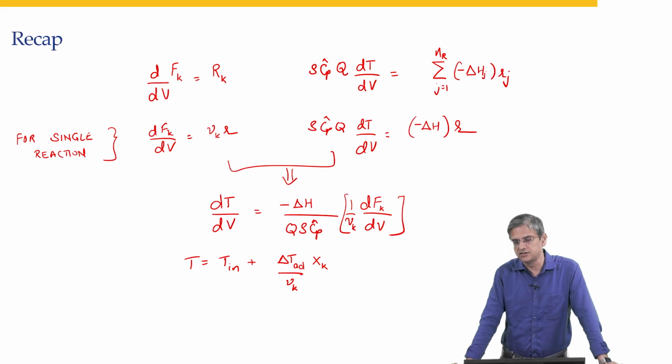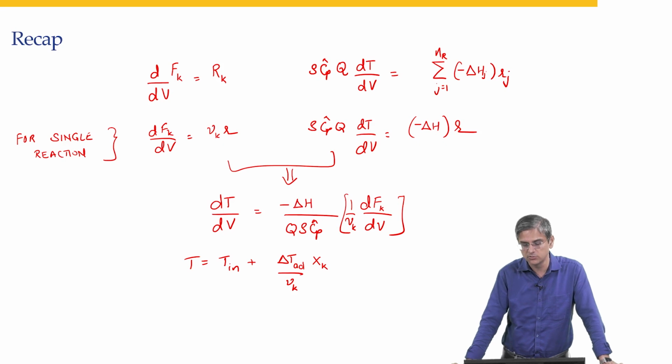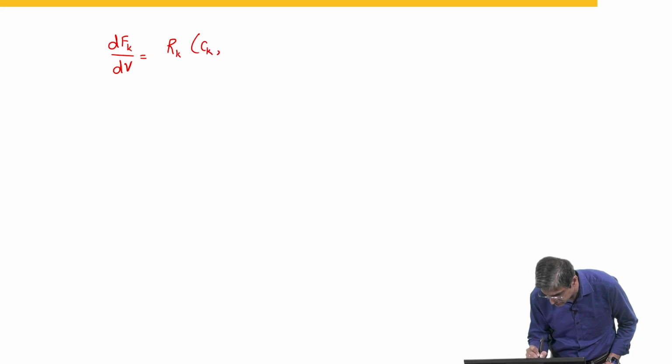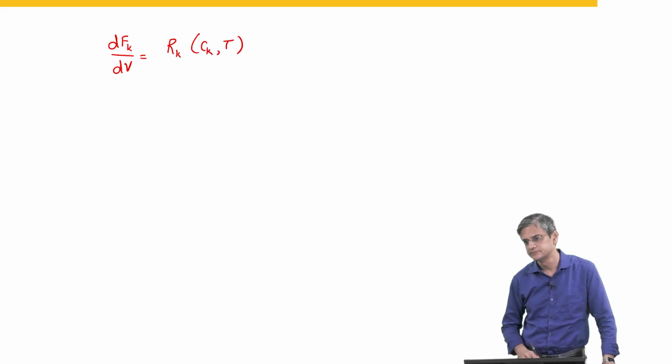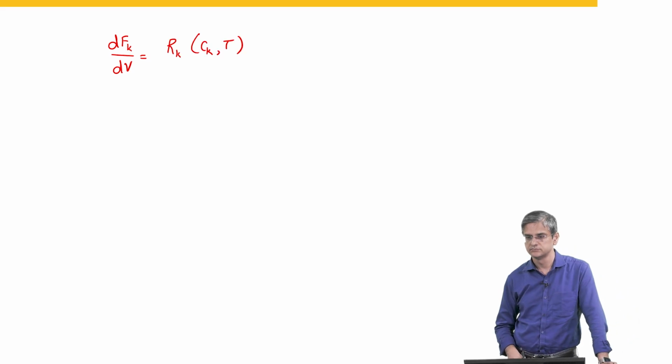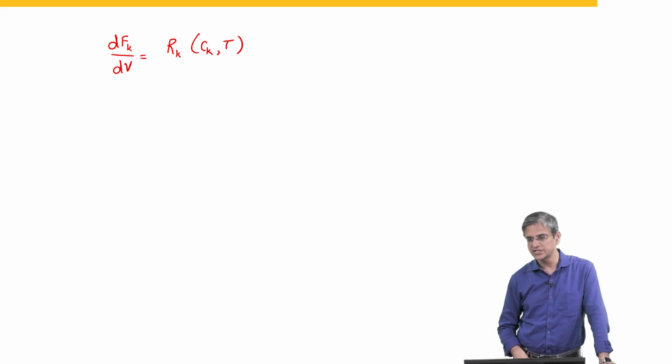Once you get this, the idea is that you will be able to put your T into your dF by dV equation on the right hand side, and you are going to get therefore dFk by dV equal to rk of Ck comma T, right. This is what leads to V equal to integral and so on.